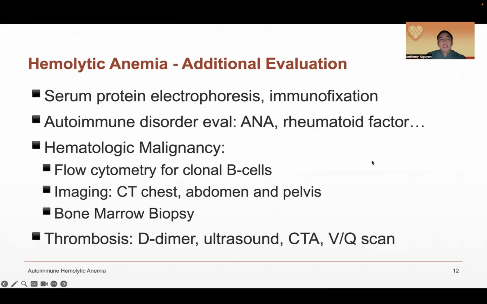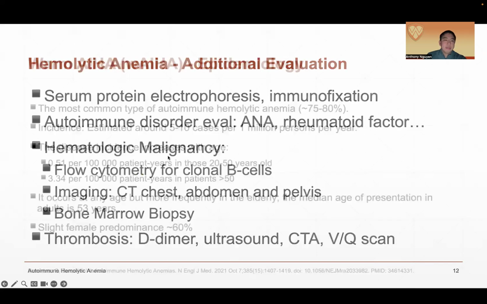We will also measure a serum protein electrophoresis, which detects abnormal protein levels, and evaluate for autoimmune conditions such as lupus or rheumatoid arthritis. We also evaluate for hematologic malignancies, blood cancers, with flow cytometry, imaging with a CT chest, and also a bone marrow biopsy, and evaluate for blood clots with ultrasound, D-dimer if indicated, and a CT scan.